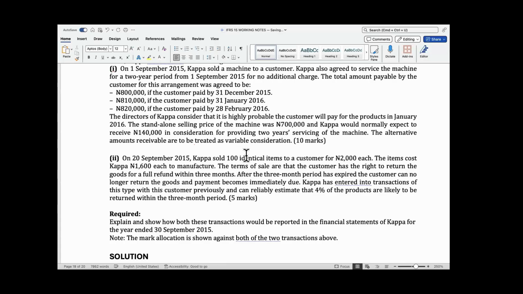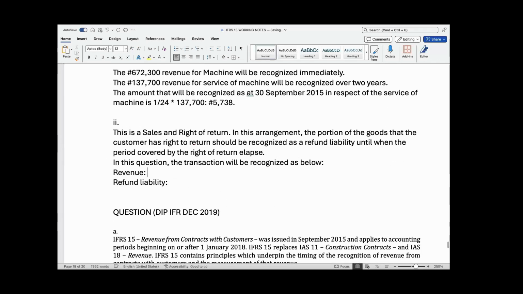So we sold 100 goods, 2,000 naira each, 4% can be returned. So how much are we looking at? Can you press your calculator? 192,000 for the first one. Okay, 192,000. How about for the second? Hold on. 8,000. 8,000 naira. Okay.